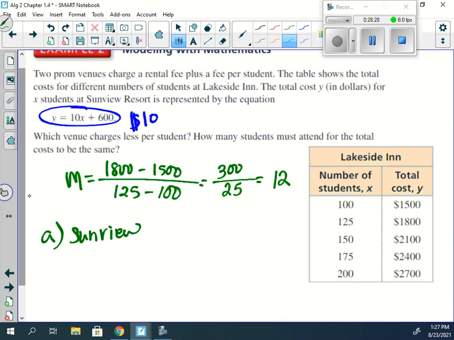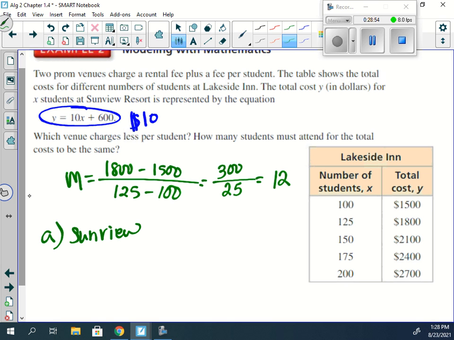So Sunview is cheaper per student. So that's the first part of this question. But they are cheaper per student, but they do have a $600 rental fee that no matter how many students come, you have to pay it. So we want to see when they will be the same.